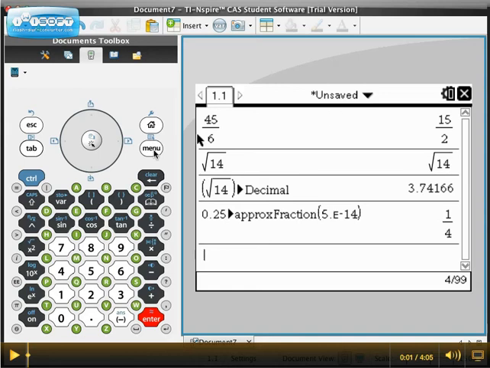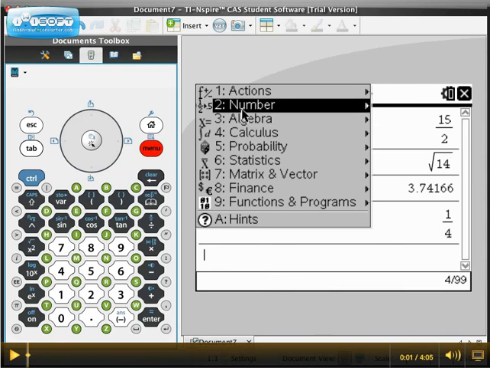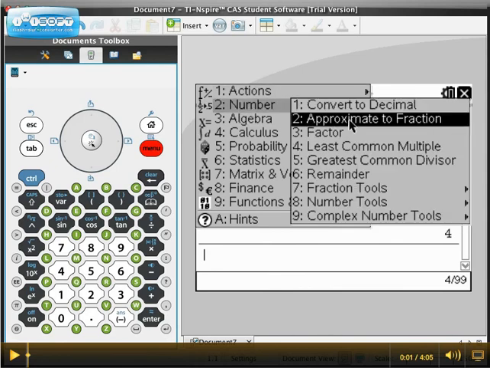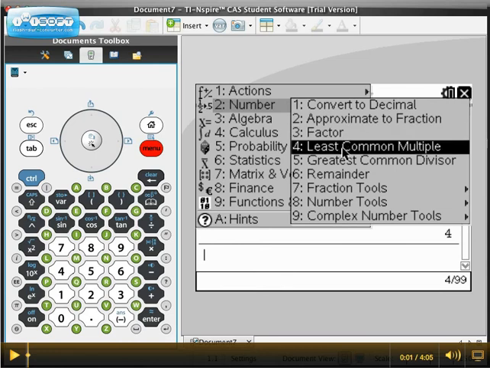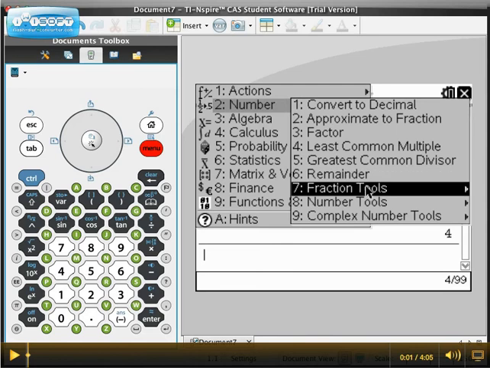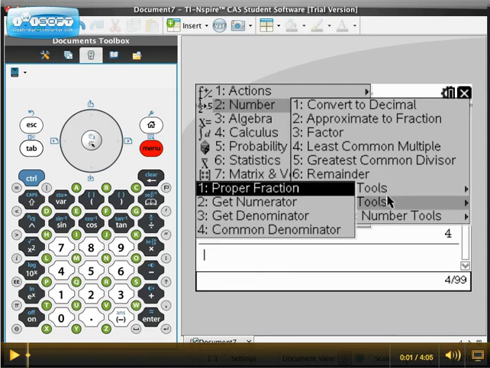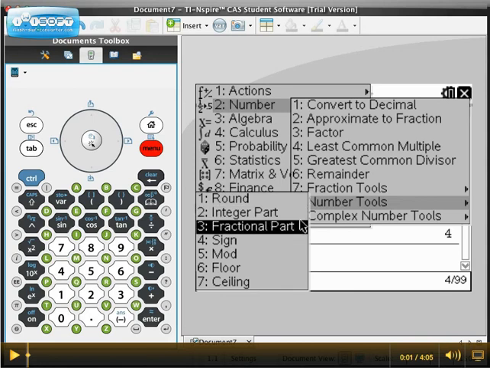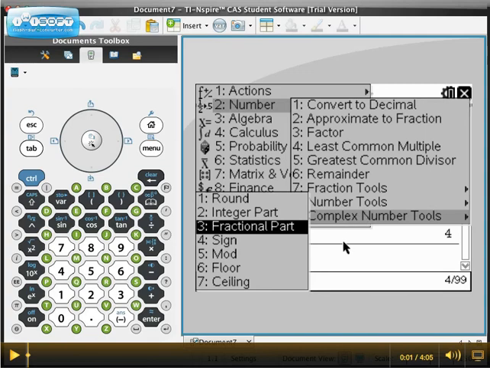What I would like to talk to you more about today is using it for the more advanced things that the Nspire can do. So we're going to run through the menus really quick. First, the number menu. I showed you convert to decimal, convert to fraction. It can also factor something for you. It can find the LCM, the GCD. If you divide something, it will give you the remainder. And then it has a few fraction tools and some number tools. So it can round a number for you, give you an integer part, fractional part. It'll tell you the sign of it, and more than that.